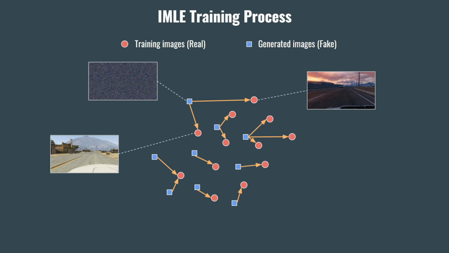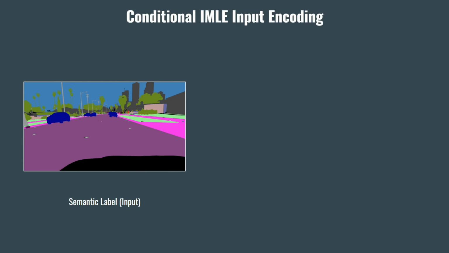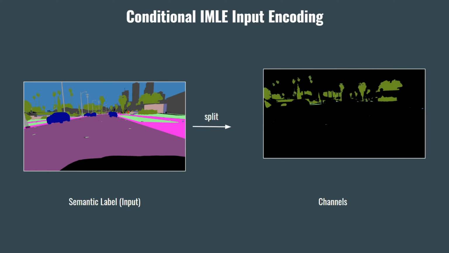Now, note that this is the unconditional case of IMLE, where we start from a random noise image rather than a semantic label map. But the training process remains the same for both cases. The only thing that changes is the input encoding when we use semantic maps. So let's take a look at that. Now, instead of using an RGB image as input, we break down the map into multiple channels. Each channel corresponds to one object type in the map.